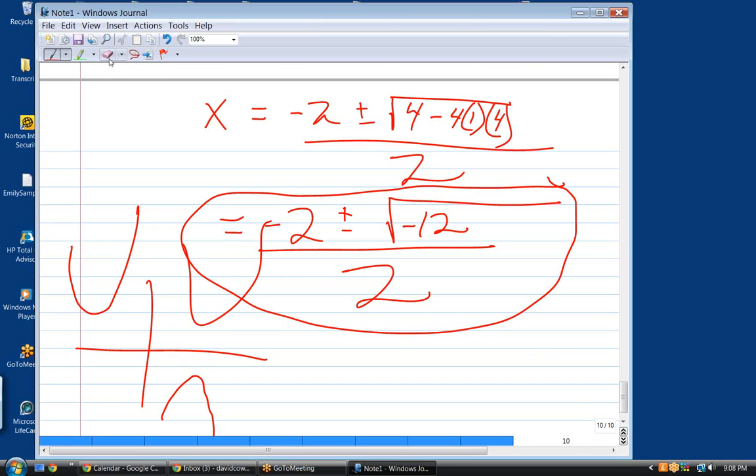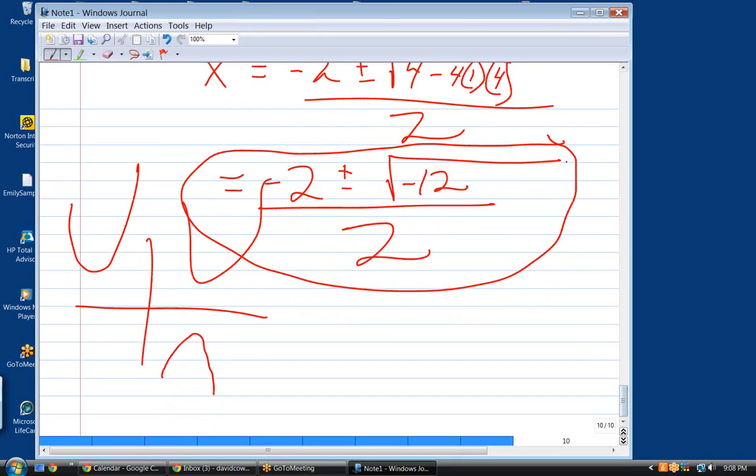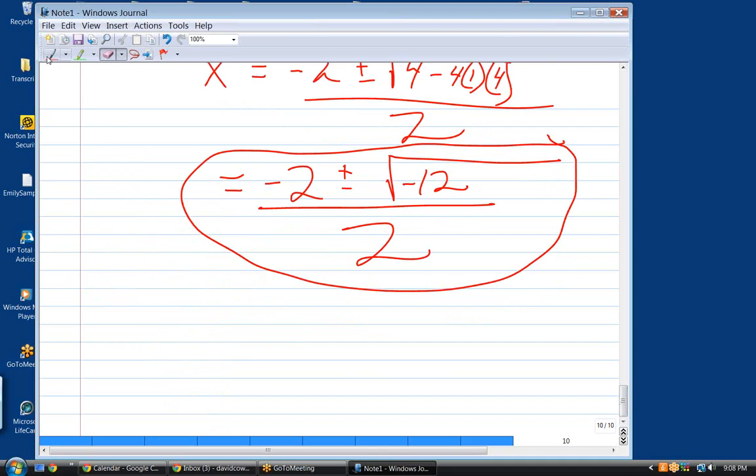Well, yeah, if the question was find the x-intercepts, then the answer is there aren't any. If the question is solve the equation, well, this is the final solution. Let me just go ahead and give it to you, because if you haven't had imaginary numbers yet, you're certainly going to get them soon.